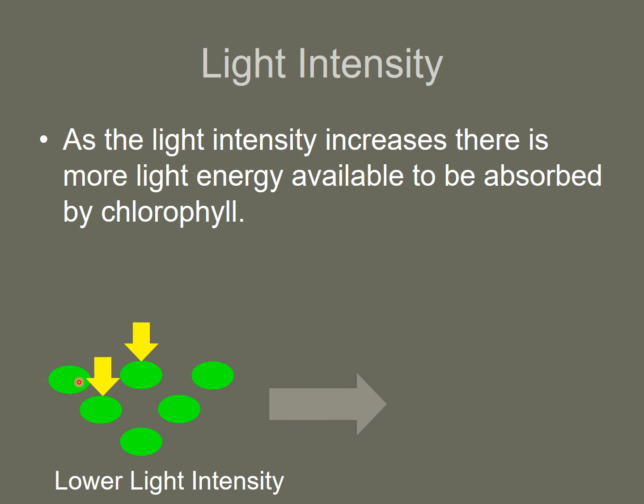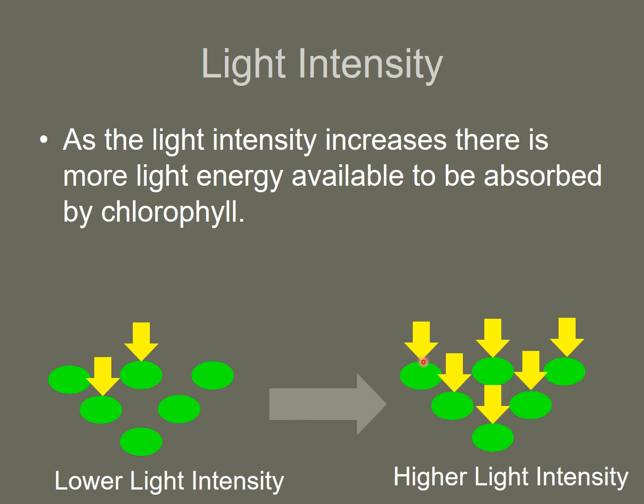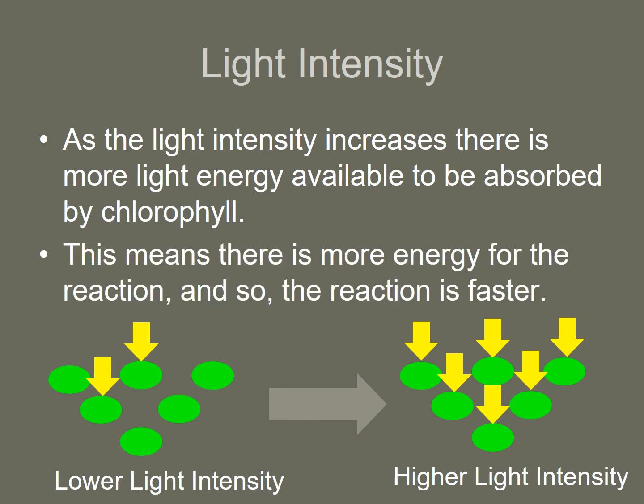So the green ovals here are representing our chlorophyll molecules, and we can see that at low light intensity we only get 2 arrows worth of light being absorbed, and so we're only going to get 2 arrows worth of glucose being produced. Whereas think about how I could model a high light intensity. Yep, that's right, more arrows, and so we can see instead of just 2 arrows being absorbed, here we have 3, 4, 5, 6 arrows of light being absorbed, and so we're going to get 6 arrows worth of glucose being produced, which is 3 times the amount that we had at the lower light intensity. Therefore, we've got a faster rate of photosynthesis because more energy is available for that reaction.